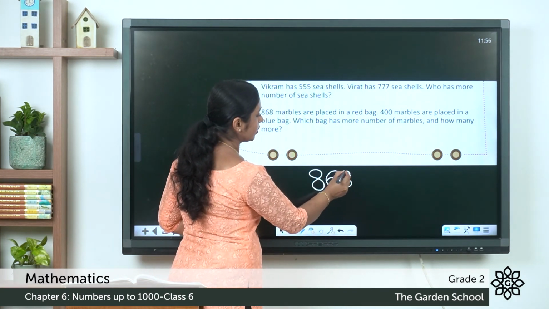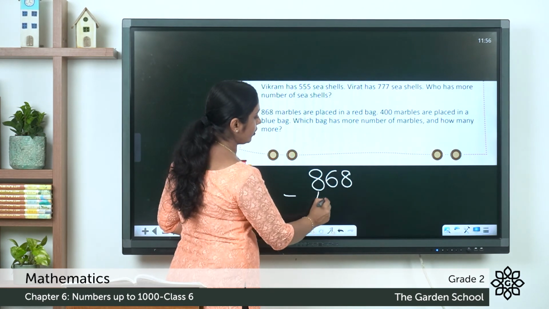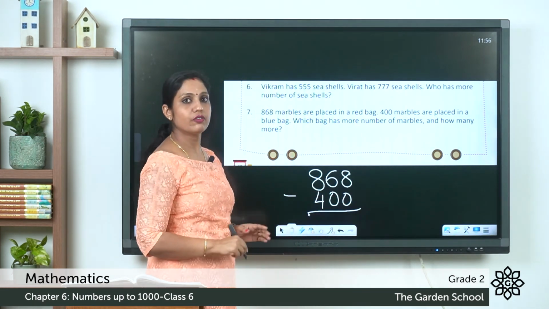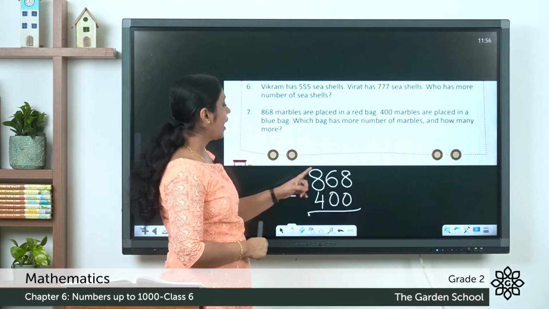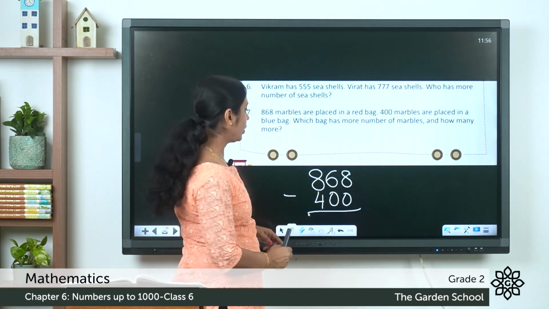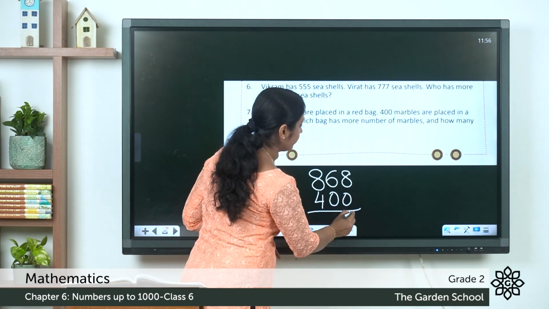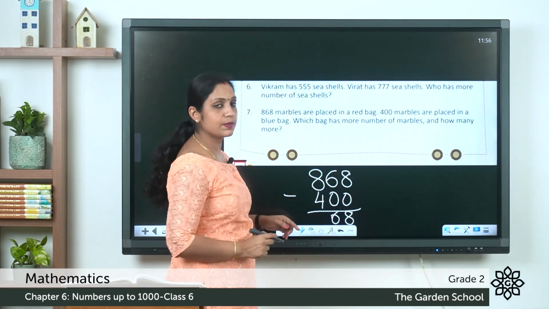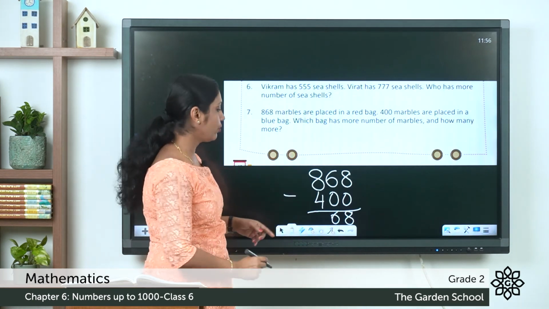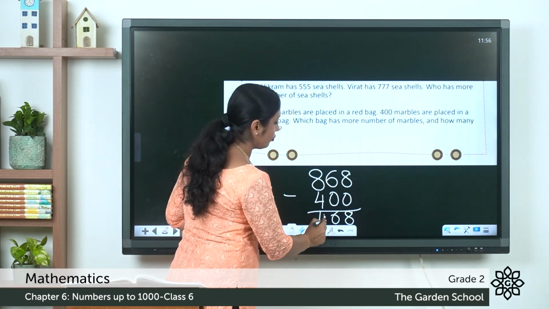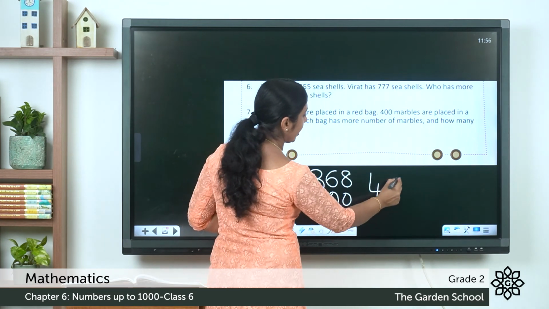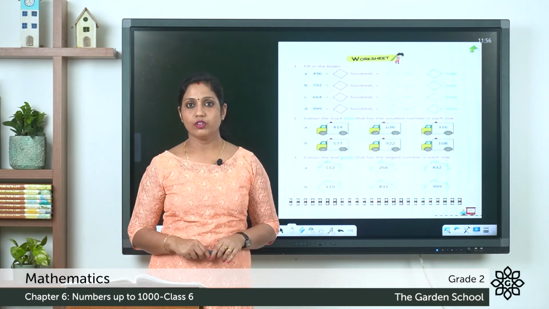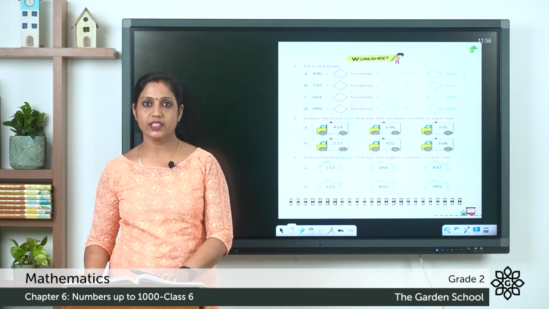So you can subtract 868 minus 400. When you do this, first let's move on to the ones place. 8 minus 0 is equal to 8. 6 minus 0, 6. And in the hundreds place we have 8 minus 4. 8 minus 4 is 4. So the answer is 468.